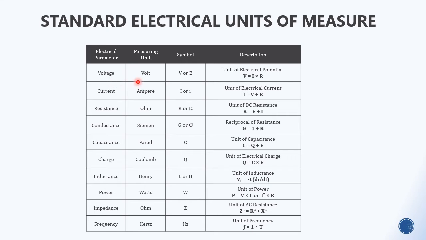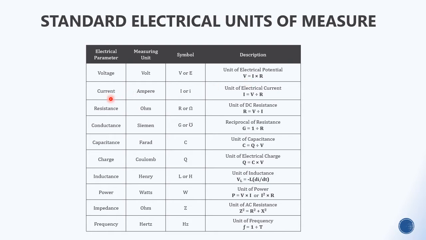The measuring unit is volt. The symbol is capital V. Somewhere we are using capital E also. So to find out the voltage, we can use V is equal to I into R equation. This is the equation of Ohm's law. If you are not clear with Ohm's law, please check out our first video.